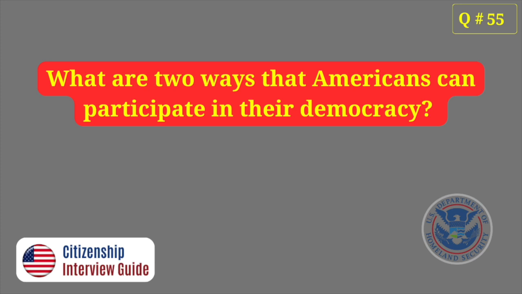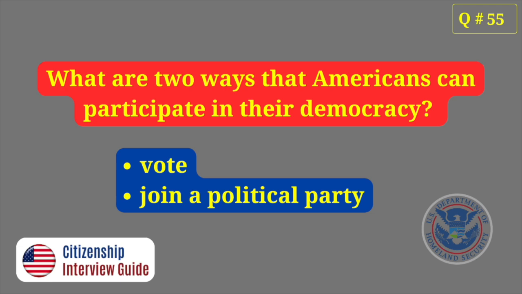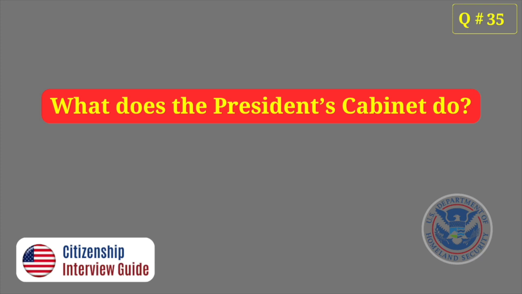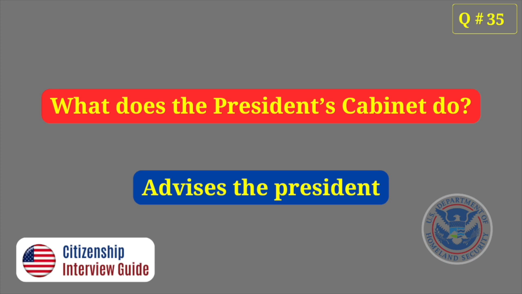What are two ways that Americans can participate in their democracy? Vote. Join a political party. Name one state that borders Canada. New York. What does the President's cabinet do? Advises the President.